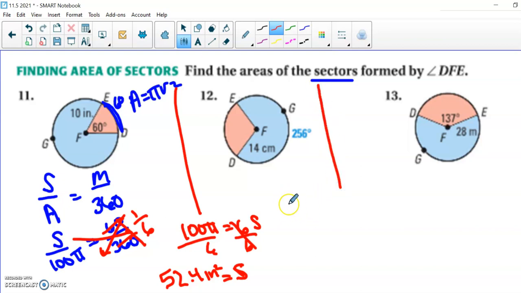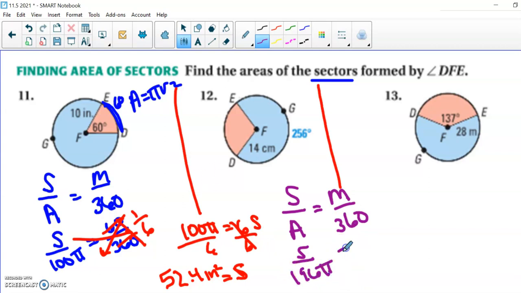So our proportion again is, let's try a different color here. The area of the sector is to the area of the whole circle, as the measure of the arc is to the whole circle, which is 360. Our sector is our unknown, so I'm going to leave that as S. The area of the circle is pi r squared, or 14 squared pi. 14 squared is 196. So just to make things easy, I'm just going to leave pi as pi for now. The measure they're telling us is 256 degrees.